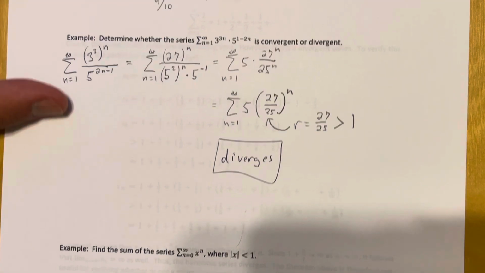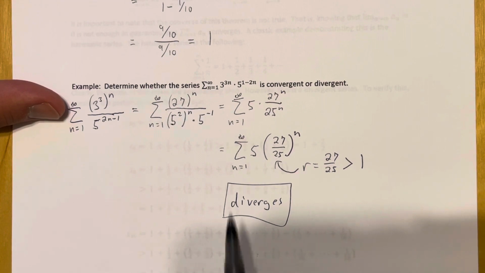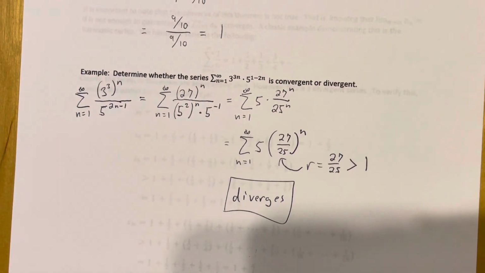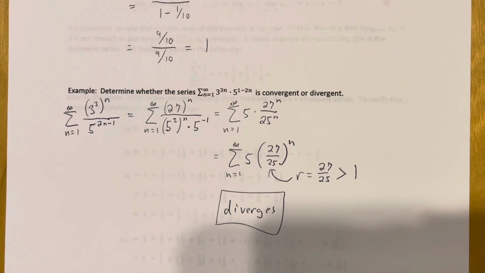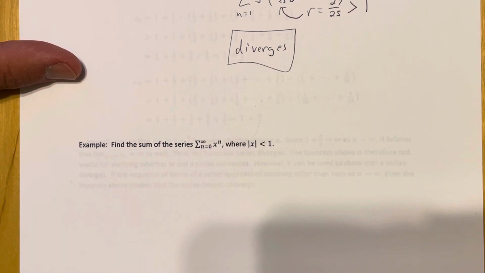So it may not have initially looked like a geometric series, but after some manipulation, some algebraic simplifying and stuff like that, we can see that it did take the form of a geometric series. And that's how we were able to come up with our conclusion. Let's take a look at another one.